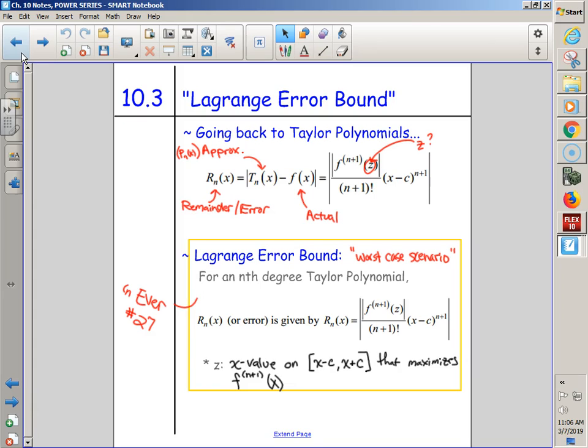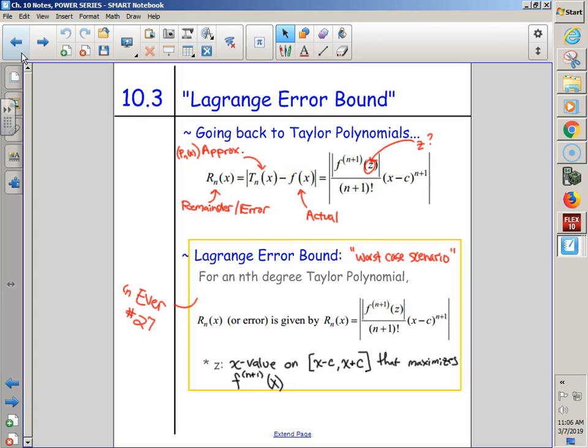However, Lagrange says, I can't say that's the worst case scenario. I'm going to maximize this n plus first derivative and not just say at c, but instead say at z, and you can find z. Now, sometimes we're going to find z exactly. Sometimes we're going to think about the n plus first derivative and be like, I don't care who z is. I just know the worst that it could be in this interval.